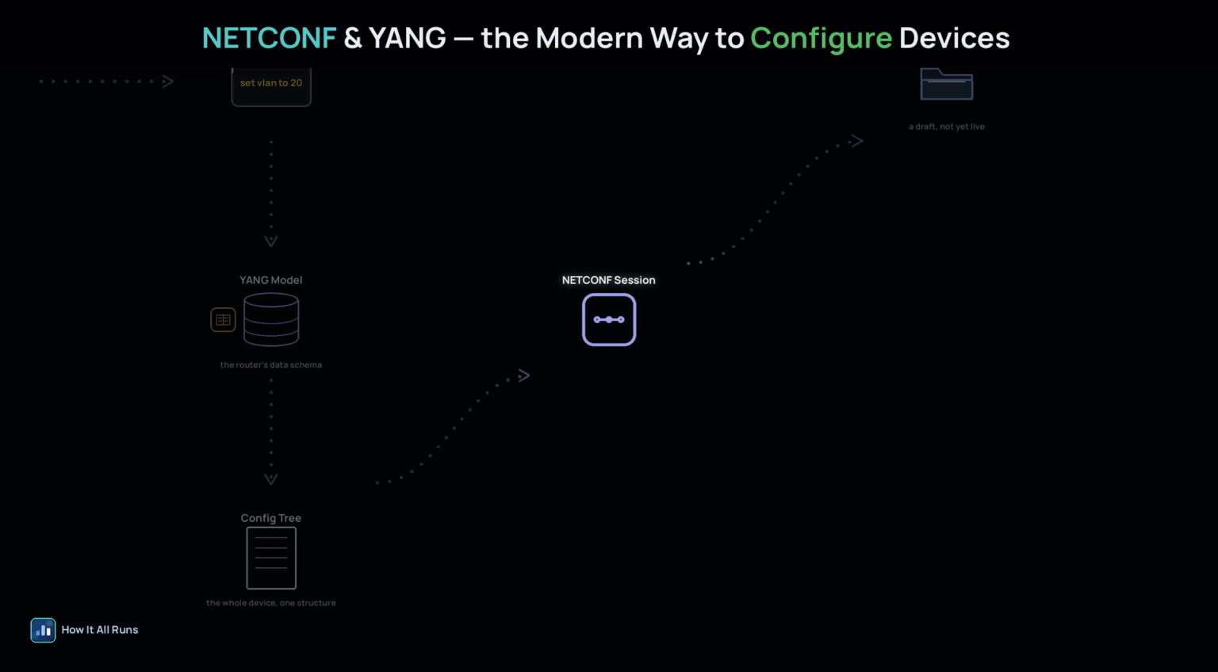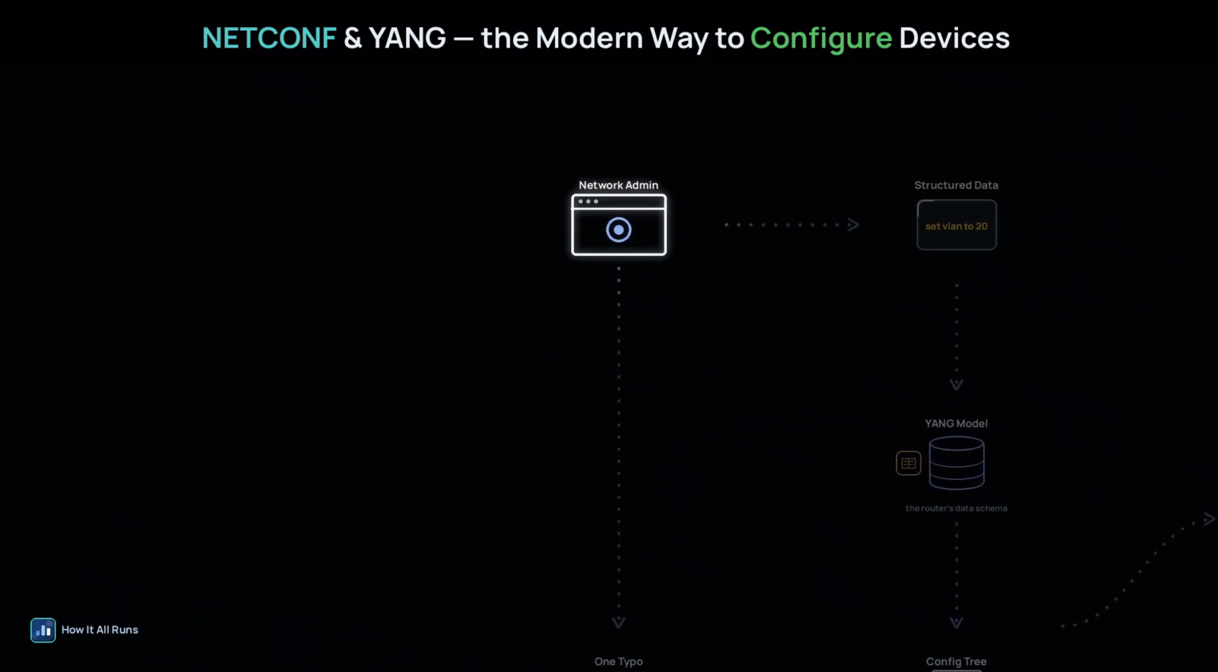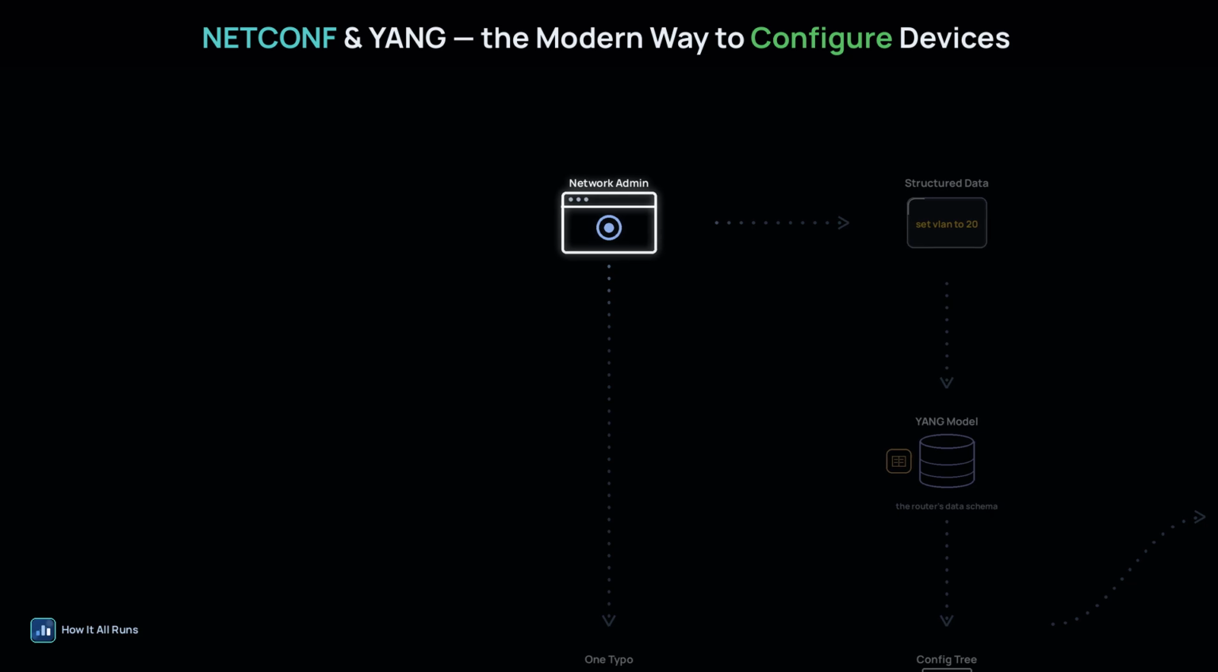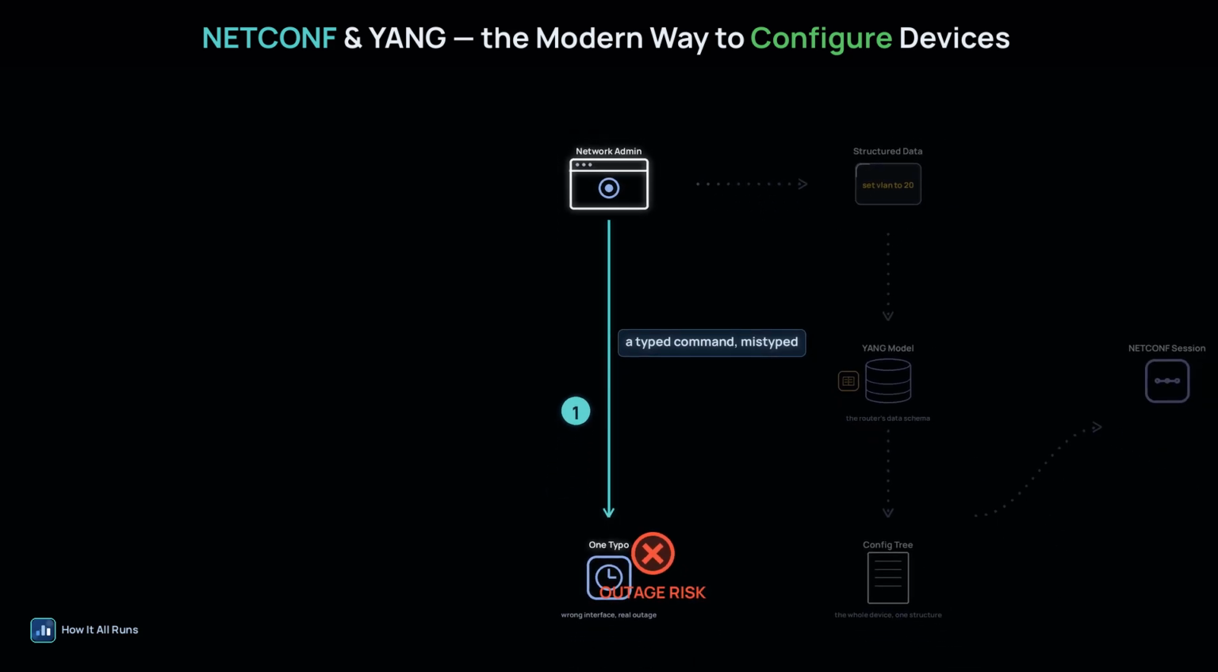Let's follow one structured change from data to committed config in slow motion. Take one, the old way. An admin needs to move an interface onto VLAN 20, so they type the command directly at the router's console, character by character. A single typo, VLAN 200 instead of 20, is syntactically valid, so the router accepts it without complaint. The mistake surfaces only once traffic starts misbehaving.